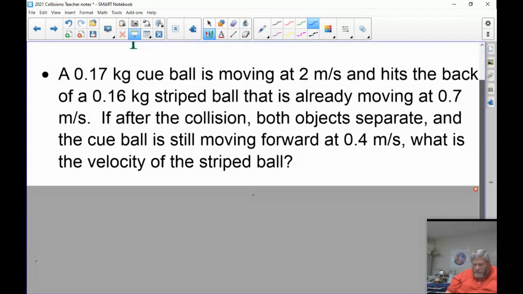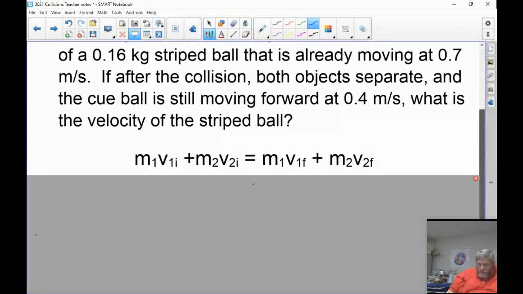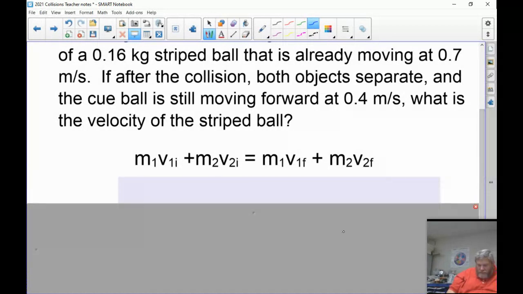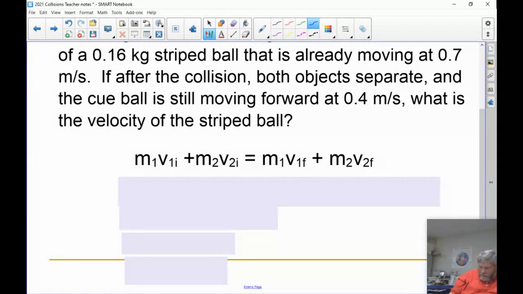So basically, we're going to again use conservation of momentum. 1 will be the cue ball, 2 will be the striped ball. And so we just put in the numbers. Oops. Let me get rid of that. There we go.